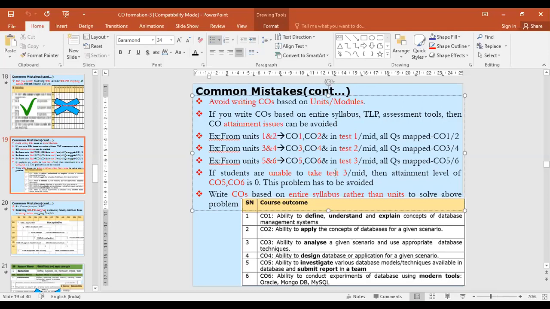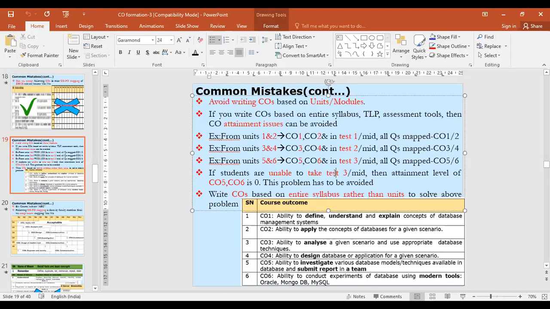That's why I'm saying, as long as the student is taking it, I'm not saying that you cannot do like that, but it is not advisable. See, the problem is here: if the student is unable to take the third mid, then attainment becomes 0, because you have written it unit wise. But in our university, only 2 mids are there. Even in our college, some staff members are thinking in one direction and some in another direction. Which is the conclusion?